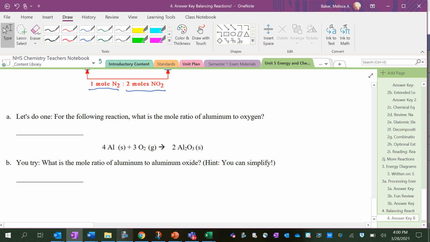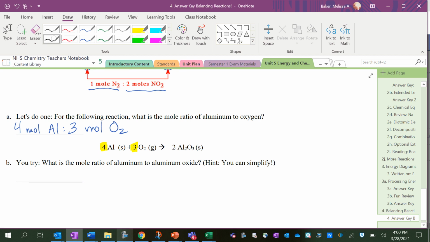So let's do one. For the following reaction, what is the mole ratio of aluminum to oxygen? 4 moles of aluminum react with 3 moles of O2. That's it. All we did was look at the numbers out front.